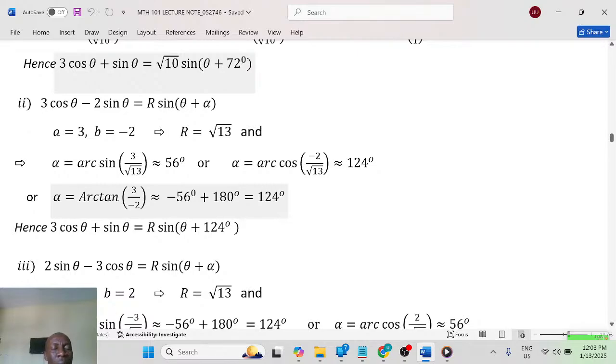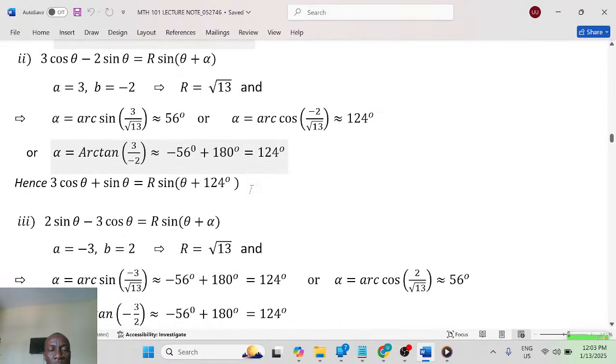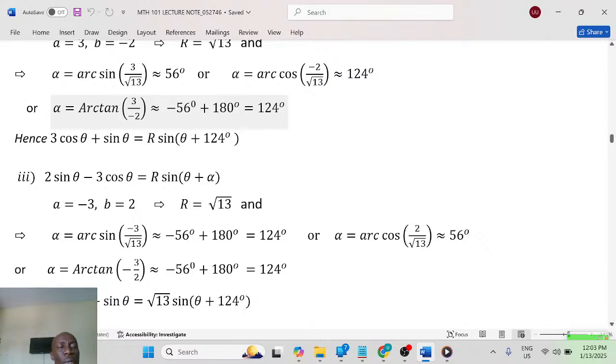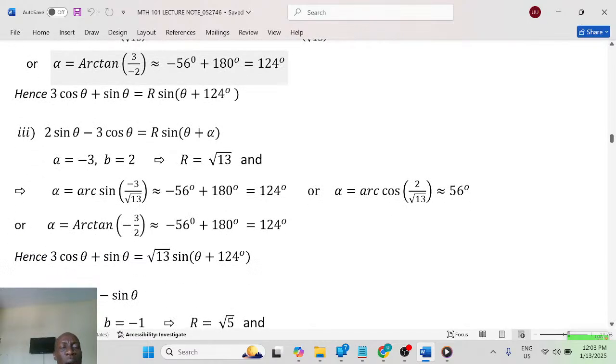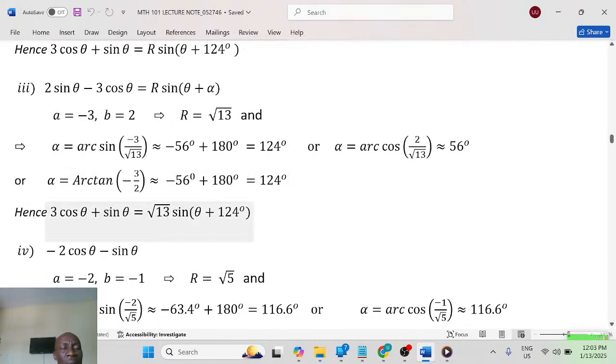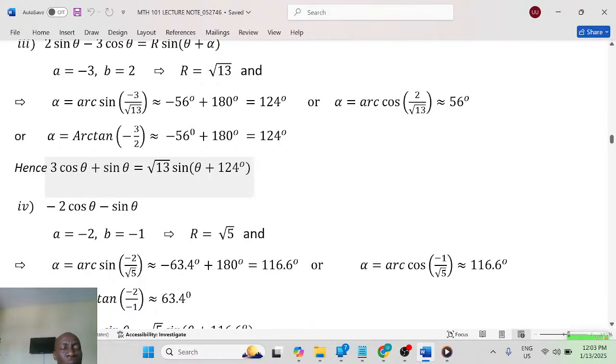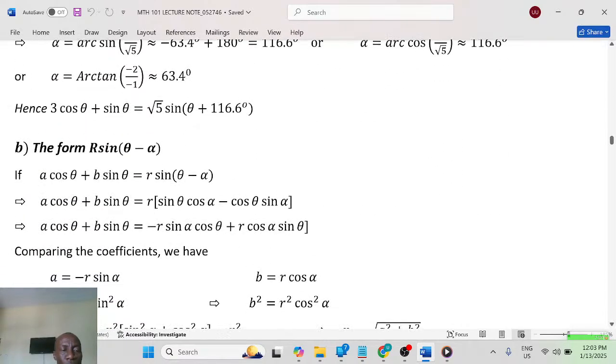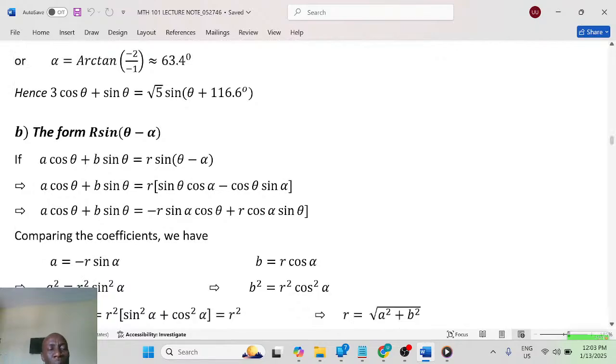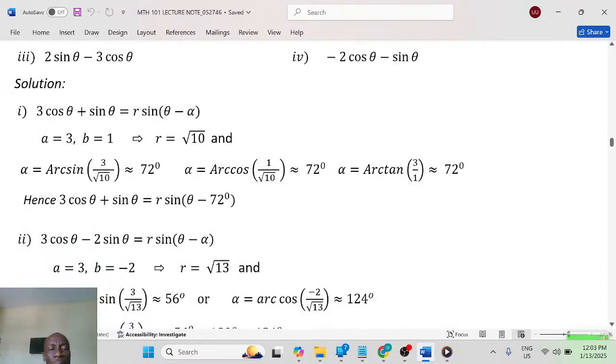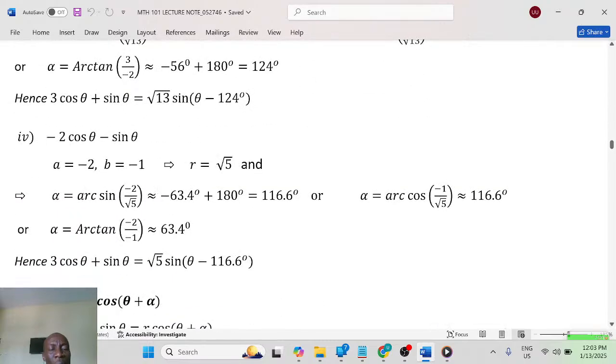So hence, 3 cos theta minus 2 sin theta is equals to R sin theta plus 124 degrees. So follow that procedure. You also arrive at the answer that we have here, the answer we have in the third question and the answer in the fourth question. The same procedure you use when the form is R sin theta minus alpha. It will also lead you to the solution we have in the question.